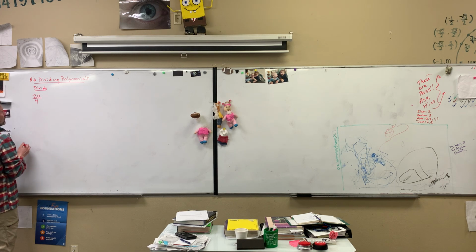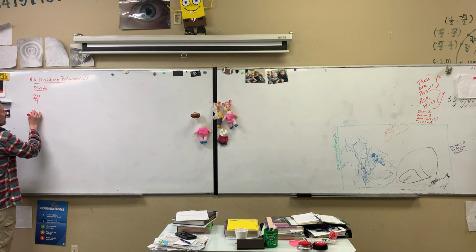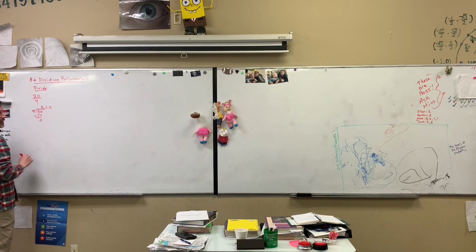Now, when we do that, you could set it up and say 4 goes into 20 5 times. 5 times 4 is 20. You subtract, you get out 0. And so you'd say remainder of 0. I'm not sure how you did it in elementary. You might say remainder of 0 or something like that, or just have it as 5.